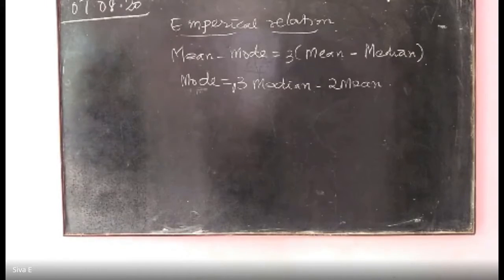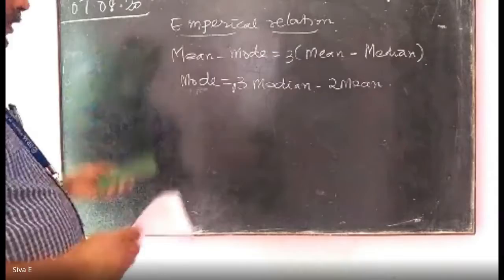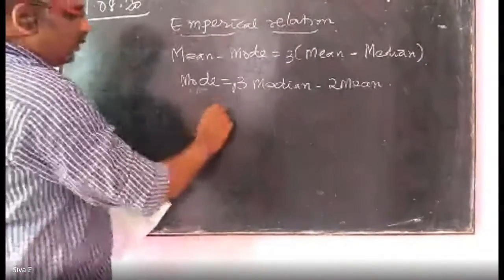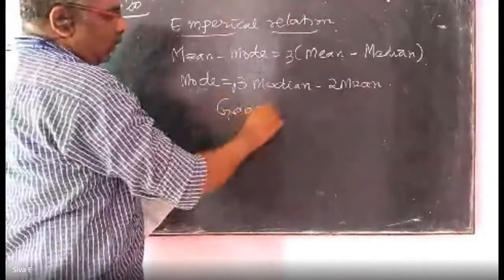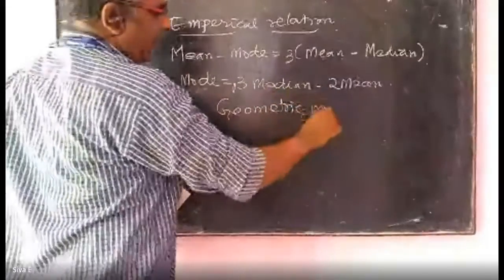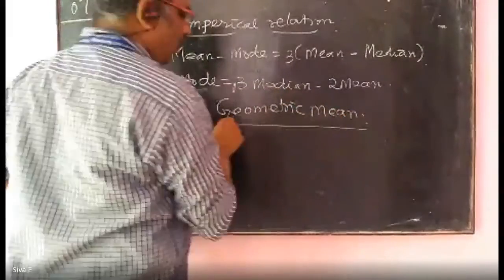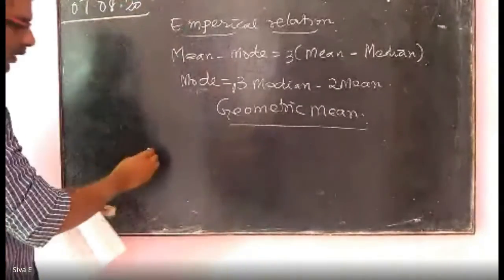Next one is write the heading geometric mean. Heading is geometric mean. Geometric mean. Write the definition for that.